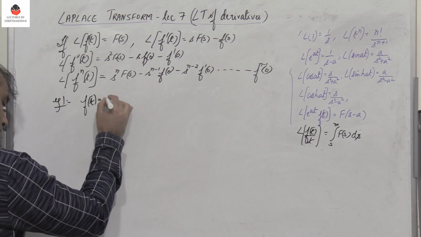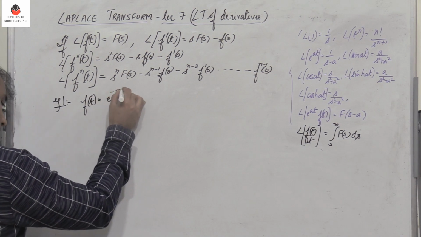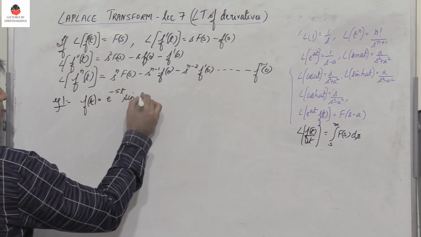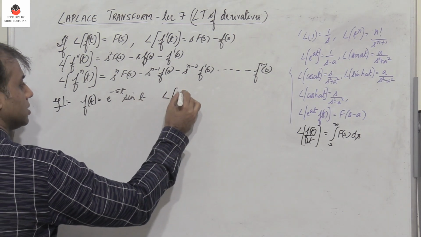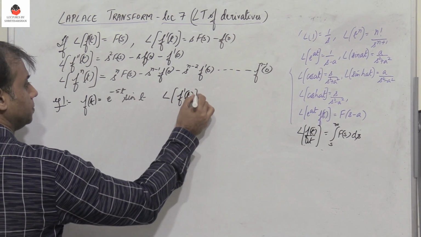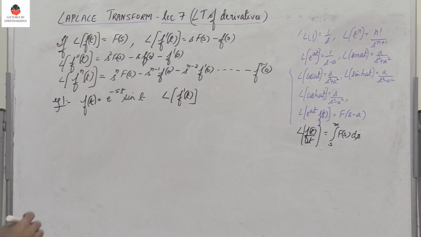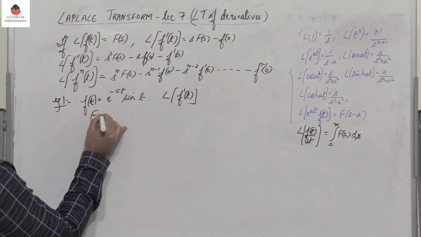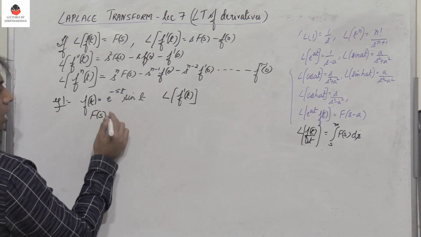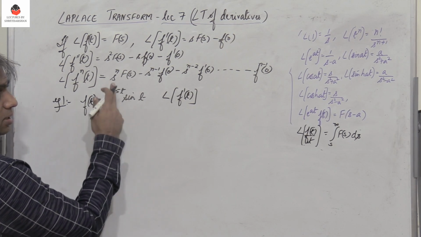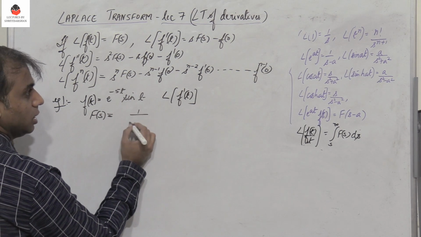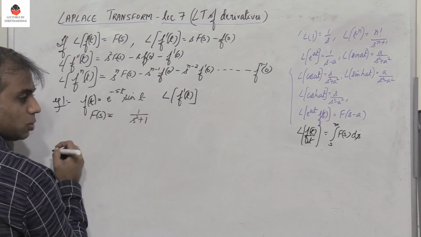f of t equals e power minus 5t sine t, and we need to find the Laplace transform of f dash of t. To find this, we first have to find F of s. So what is F of s? F of s is the Laplace transform of sine t. Laplace transform of sine t is 1 divided by s square plus 1.